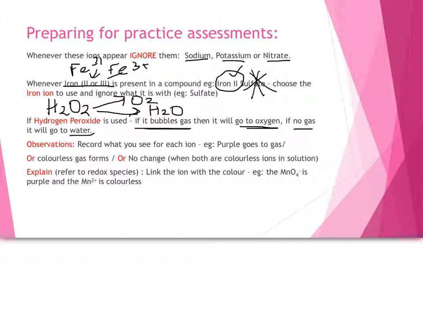So when you're recording your observations, in each of the parts of the table, you are going to say what you see for each ion. Like you might see purple going to colourless, or a gas forming, or you might see no change when something just goes from a colourless ion to another colourless ion. Okay, I'm showing you now how this works.